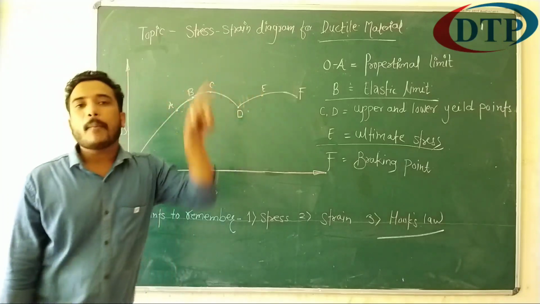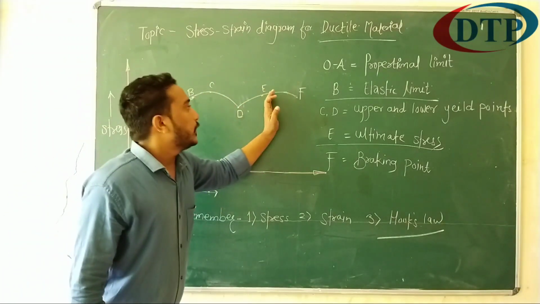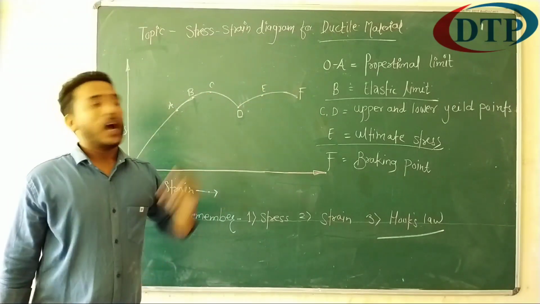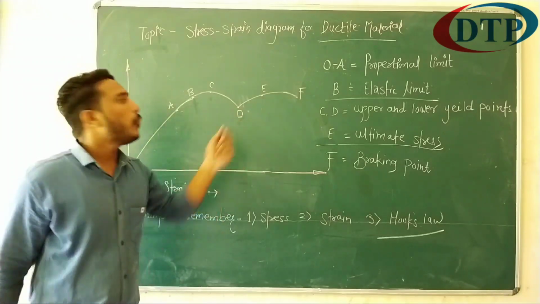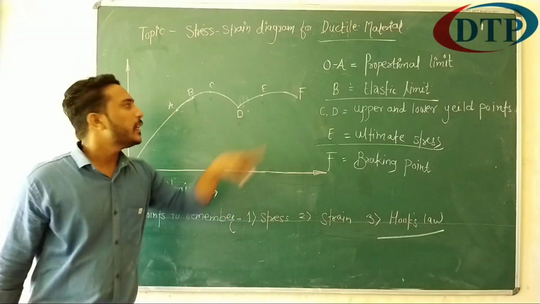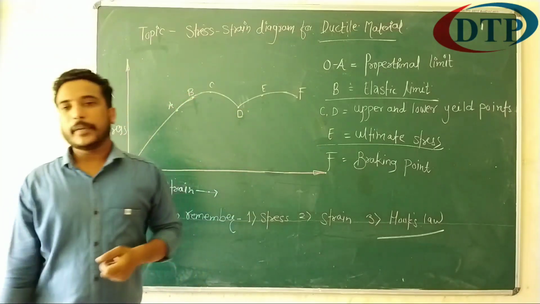At point E, the amount of strain energy is maximum. The strain energy does not exceed beyond this point. The amount of strain energy developed at point E is the maximum, so we call this point the ultimate stress.